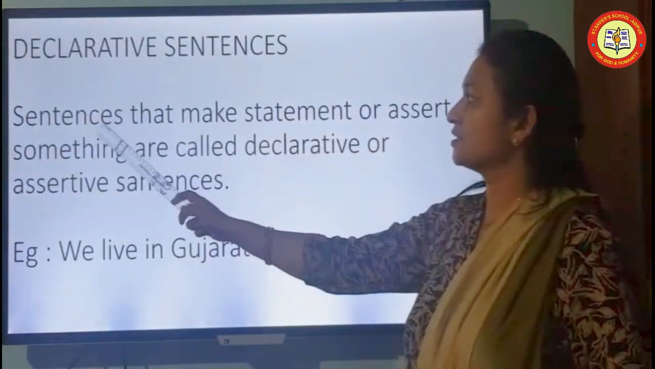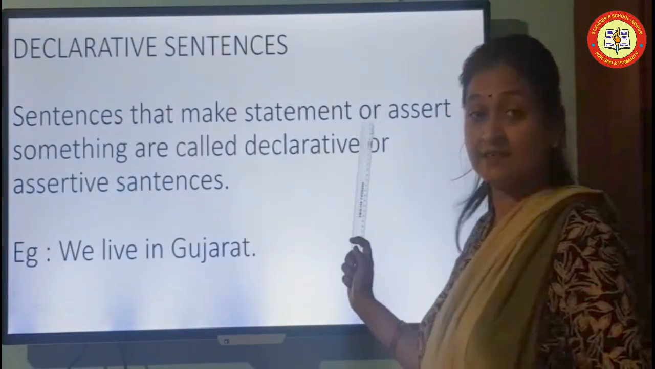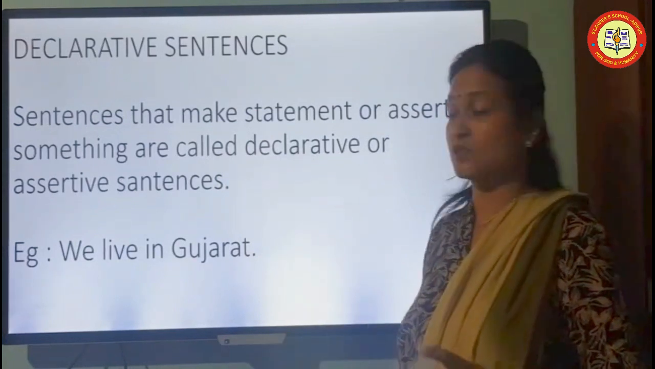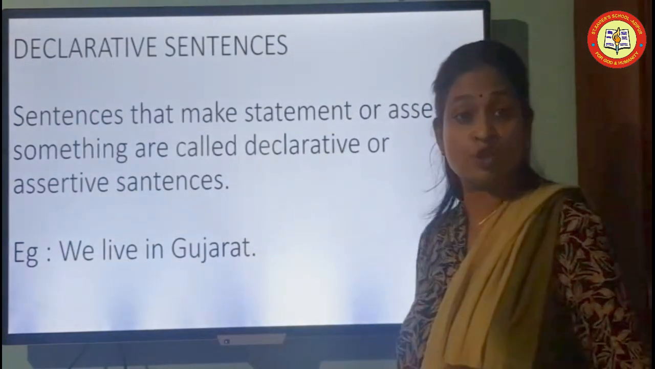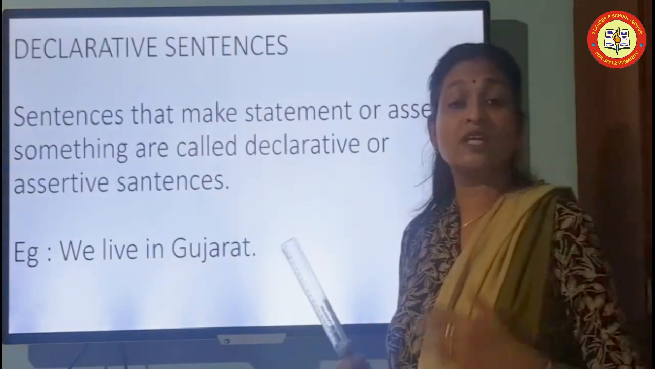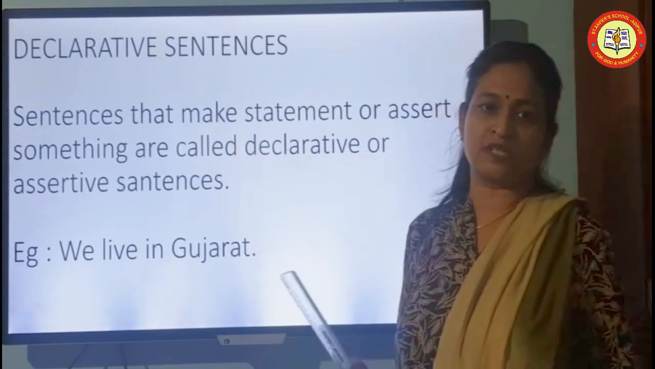Declarative sentences. Sentences that make a statement or assert something are called declarative or assertive sentences. For example, we live in Gujarat. The earth revolves around the sun. So these are all facts. So they are the statements, declarative or assertive sentences.